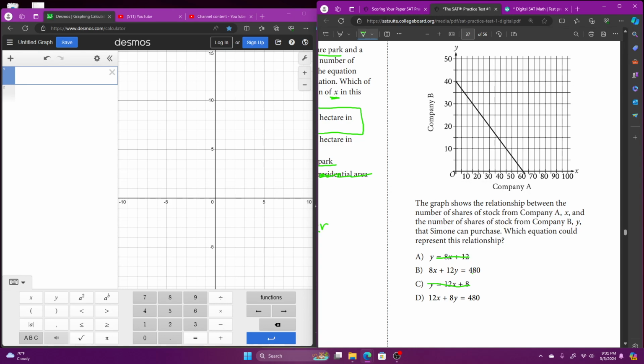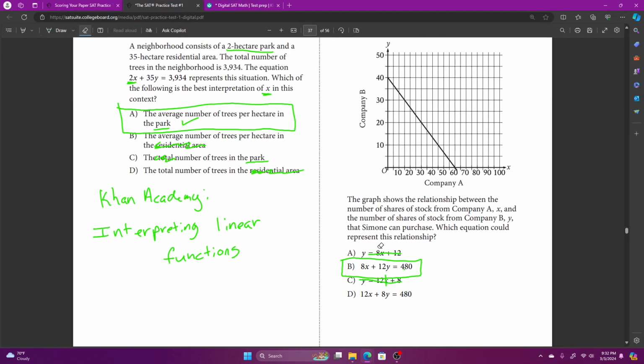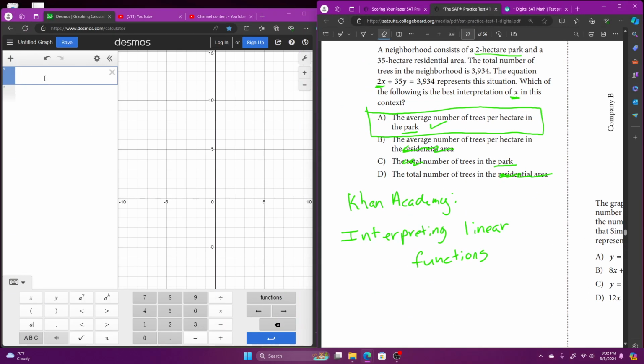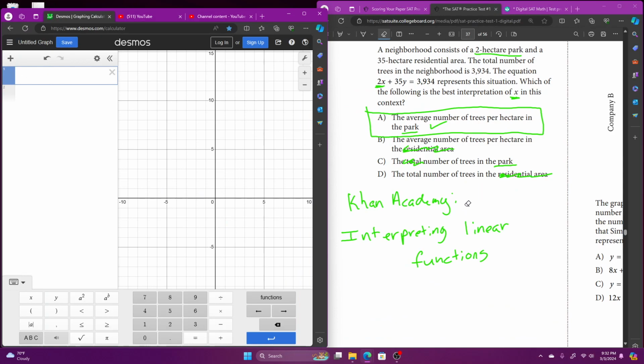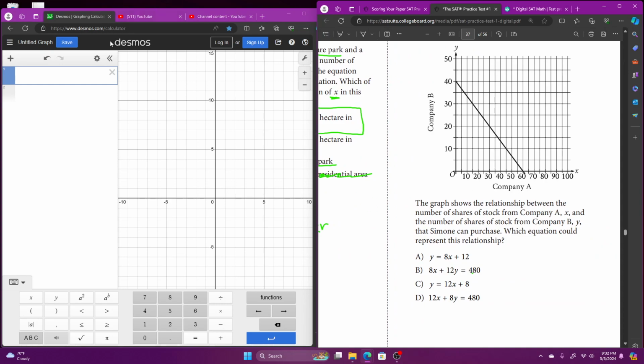So if we took our 480 divided by 12, that would give us our 40. That would give us our y-intercept. So we would have our answer here. But also, if you're not super strong at reading linear equations, you can use your Desmos calculator for this question, and literally just plug in the equations.